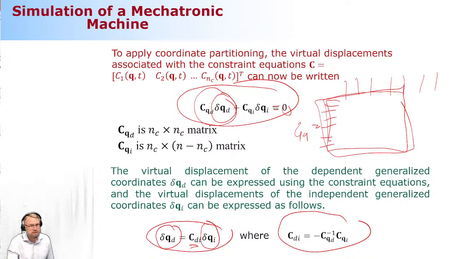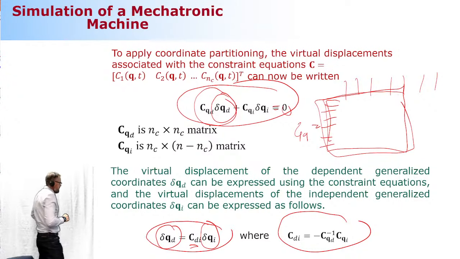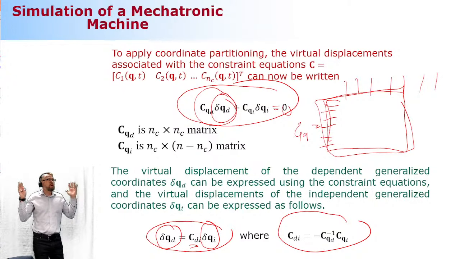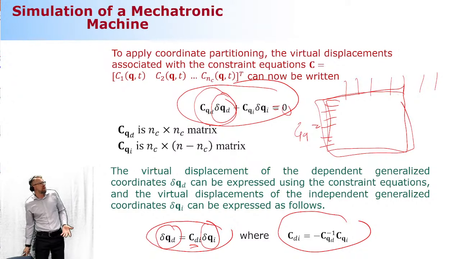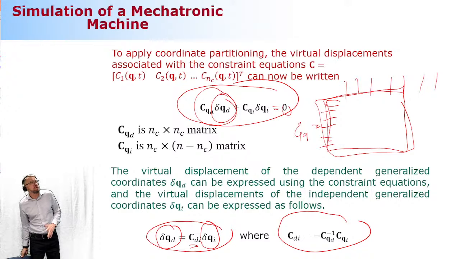Actually, you cannot do this selection just as you want. There is a mathematical tool called Gauss elimination with full pivoting, or Gauss elimination with column pivoting. This procedure does the selection for you automatically. It changes the order and selects which ones should be independent and which ones should be dependent. But we can cut corners here and say you can do the selection as you want.